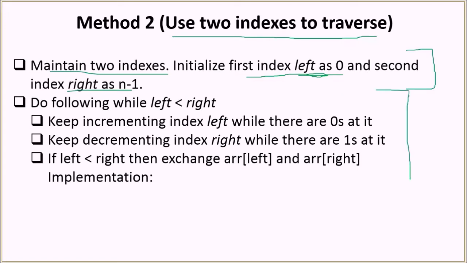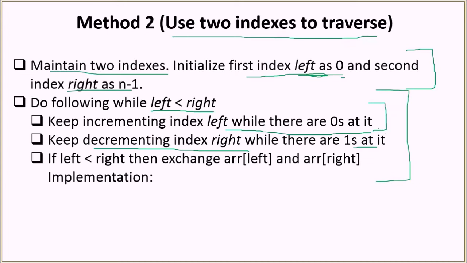Then as per the algorithm, as long as left is smaller than right, we'll keep incrementing the index left while there are zeros at it. What we are doing is, because we initialize the left variable with 0, we first of all see how many zeros are there from the left side. As soon as we encounter the first one from the left side, we stop there. So this step stops there.